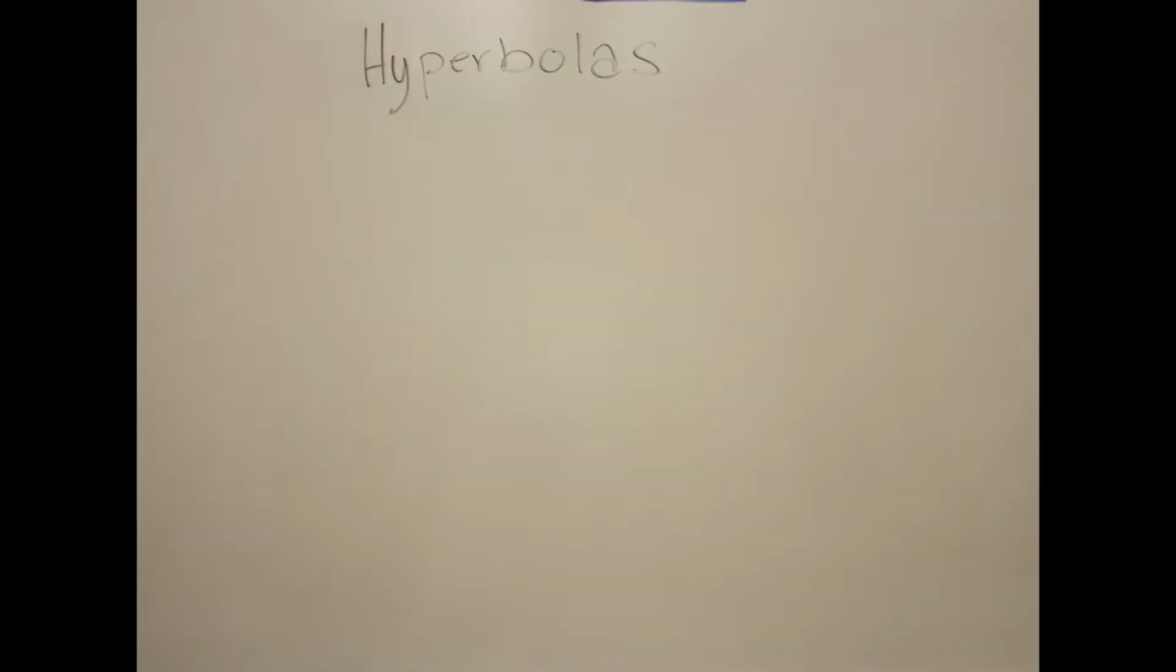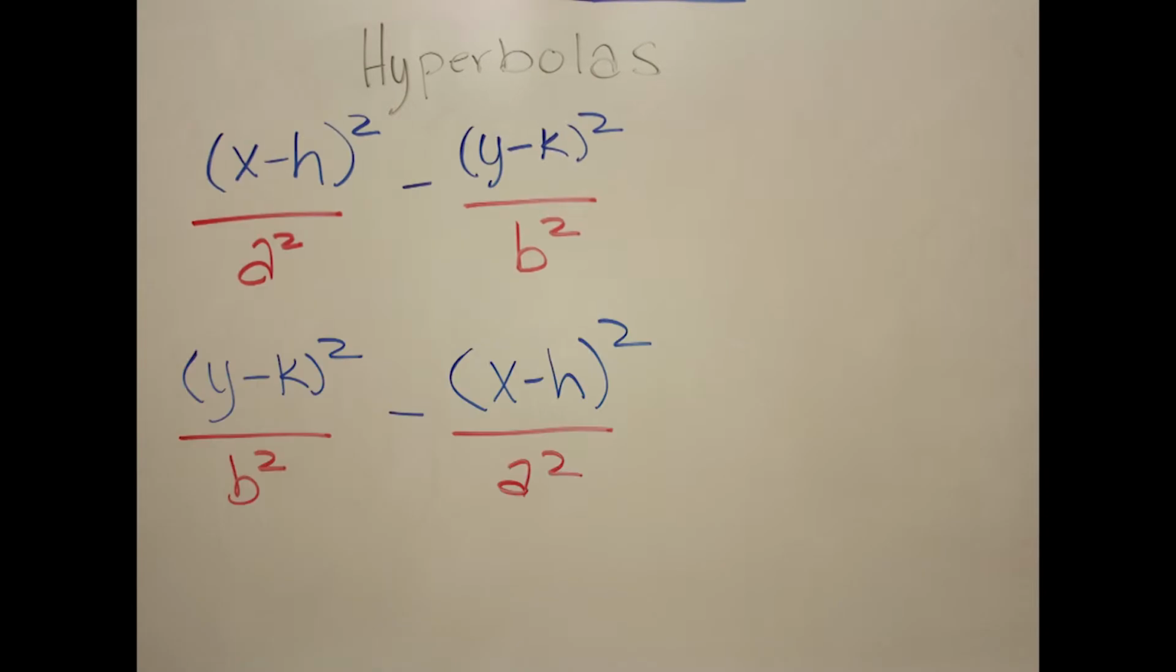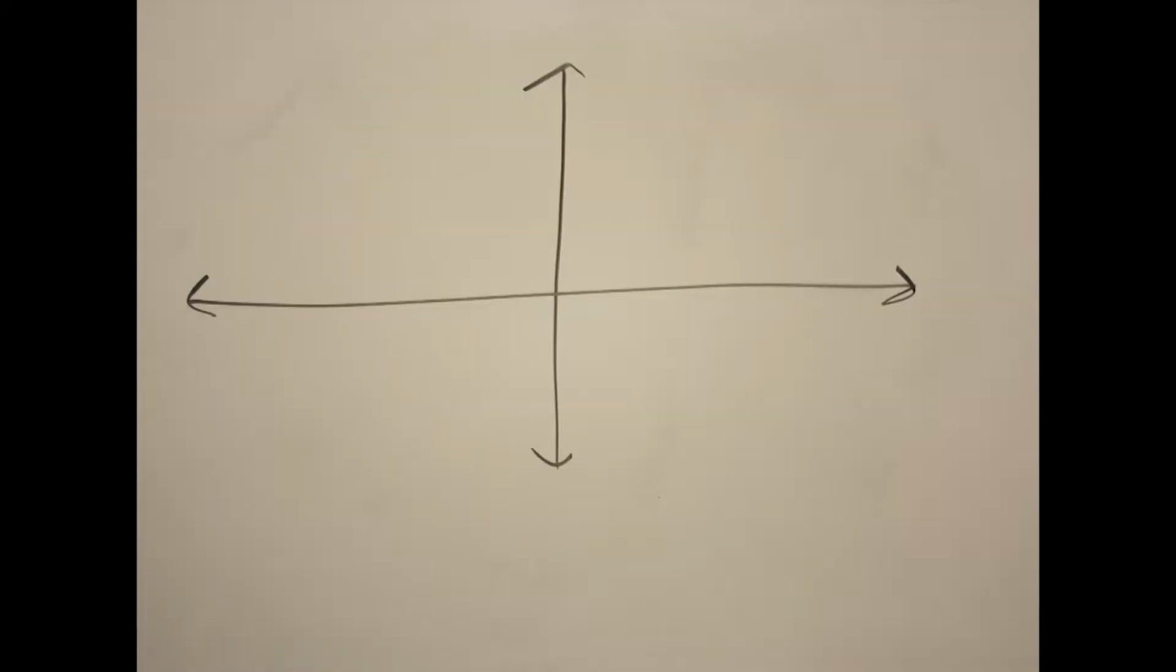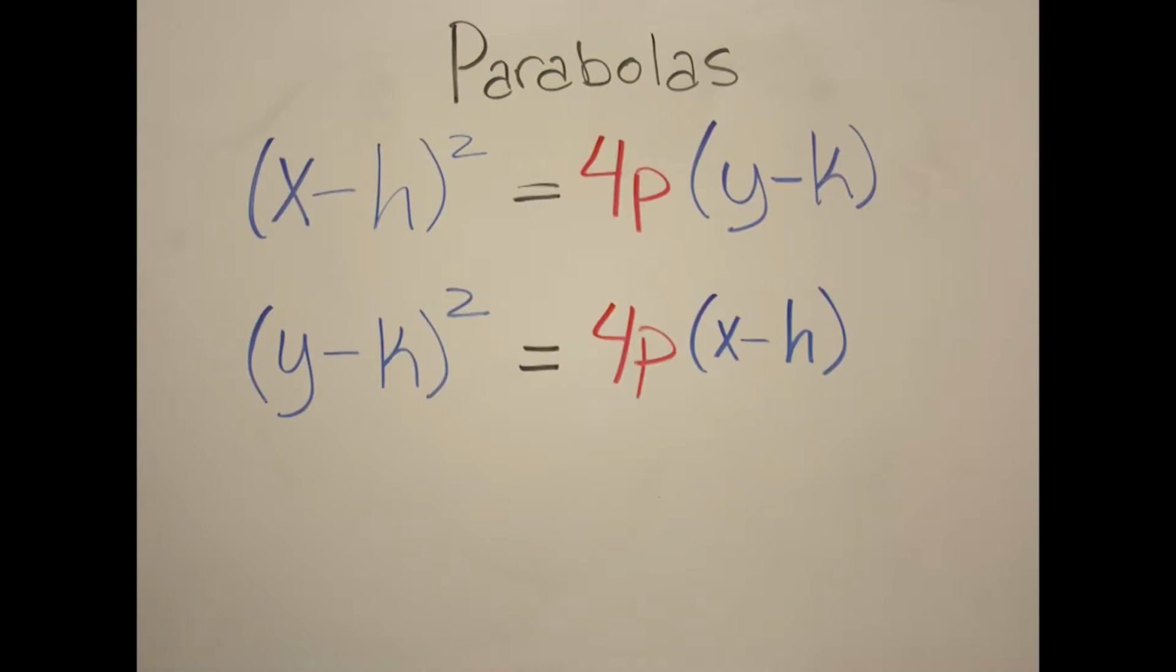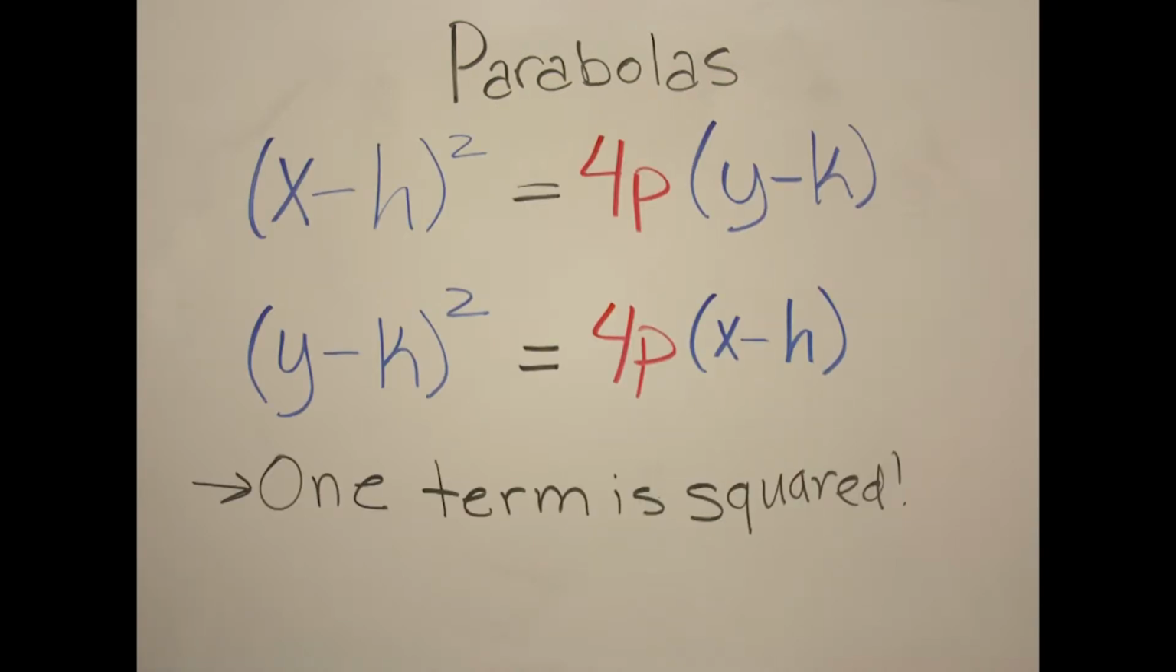Hyperbolas are the exact opposite of ellipses. They are subtracting, and whether x or y comes first determines the type of hyperbola you look at, a horizontal or a vertical. Finally, parabolas. It's easy to remember parabolas because only one term is squared, and which term is squared also determines the type of parabola.